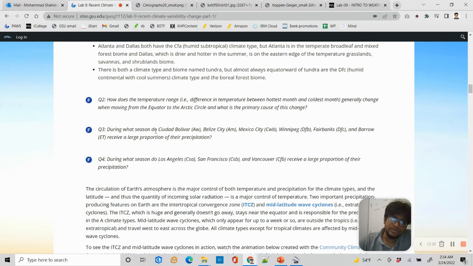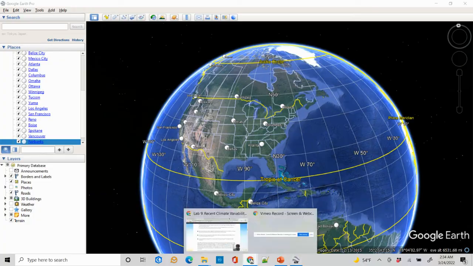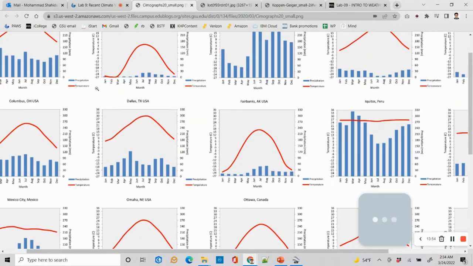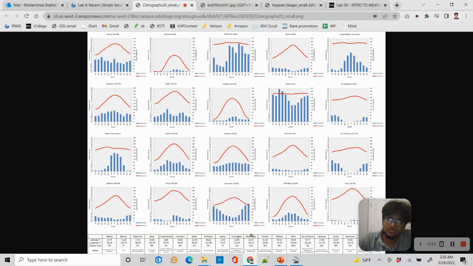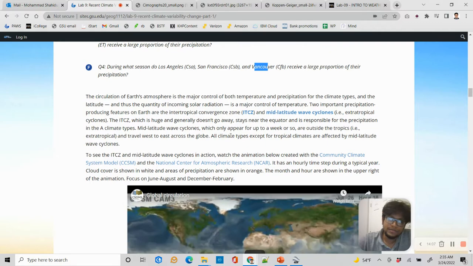Then the question three is asking us to look at Bolivar, Belize City, Mexico City, Winnipeg, Fairbanks, Barrow. Just talk about them. If this one works on your PC, totally fine. If that doesn't work, you still have no problem, because you have the whole thing given on one page. So just go through those cities named here and answer the question. And then again there is a question about Los Angeles, San Francisco, Vancouver. So answer those questions as well.